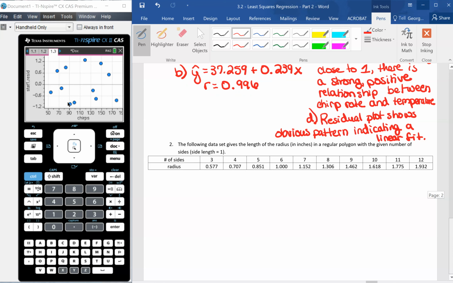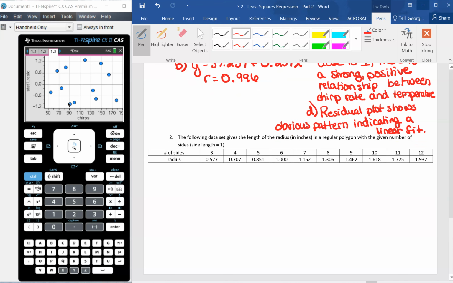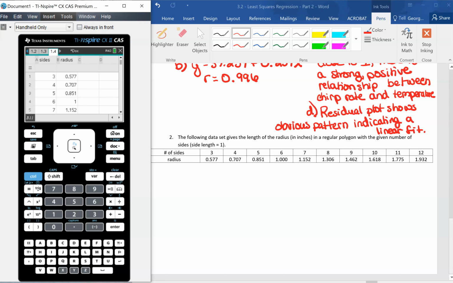All right, in this case, we're talking about a data set that gives the length of a radius in inches of a regular polygon with a given number of sides. I saved this one up here already, so you don't have to watch me type. All right, so we've got that one.